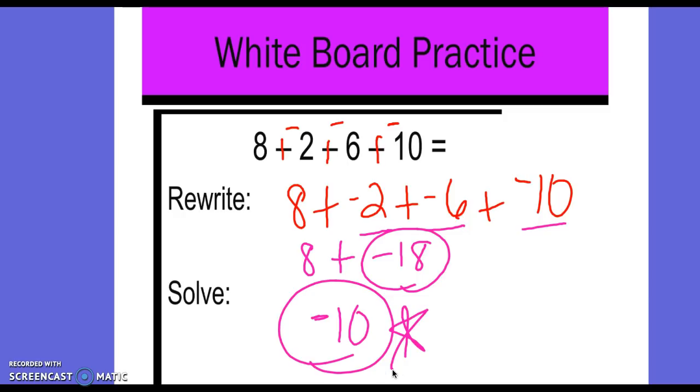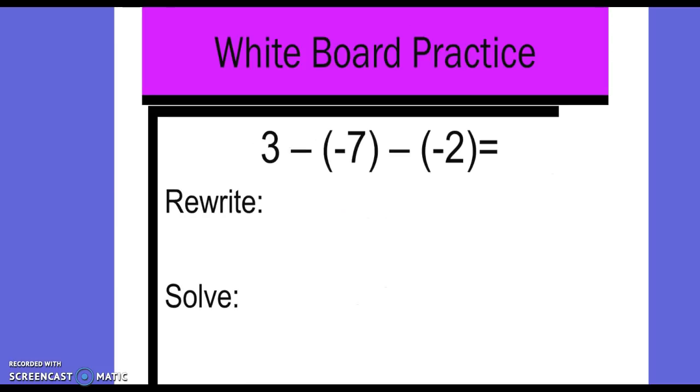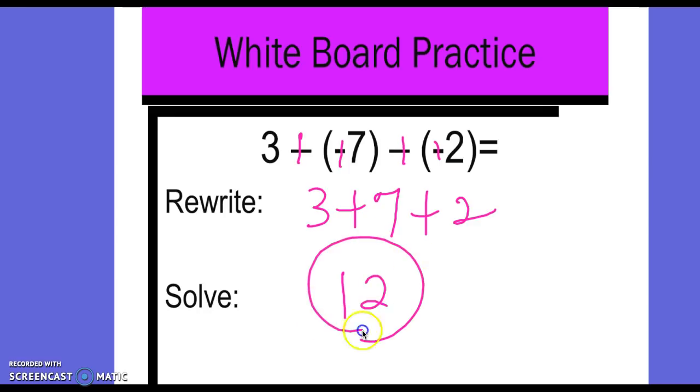Let's try another one that's like that. So look at this problem, copy it on your whiteboard, change subtraction to adding the opposite, hit pause, and when you're ready, hit play. All right, subtraction is adding the opposite, so you should have made this 3 plus a positive 7 plus a positive 2. So it just becomes 3 plus 7 plus 2. And so 3 plus 7 is 10, 10 plus 2 is 12. There's your answer. Hopefully you're doing okay with that.